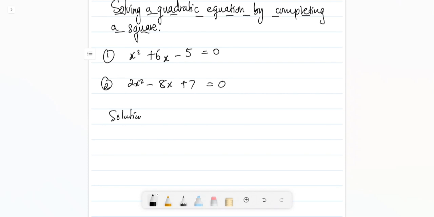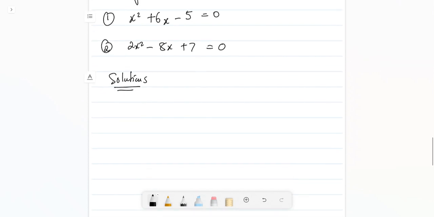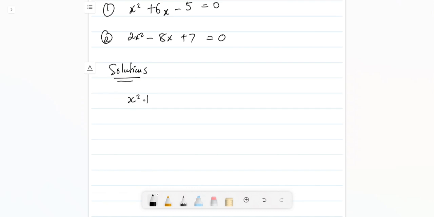Solutions. x squared plus 6x minus 5 is equal to 0. So if the question says solve this quadratic equation by completing a square, by the way, each time you're solving a quadratic equation, this side must always have a 0. Whether you're factorizing or using the formula, it must always have a 0 there. So in this case, we are solving this by completing a square.